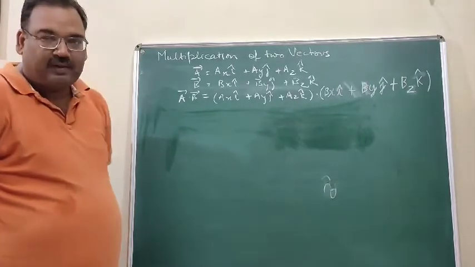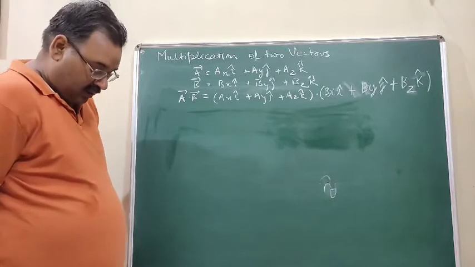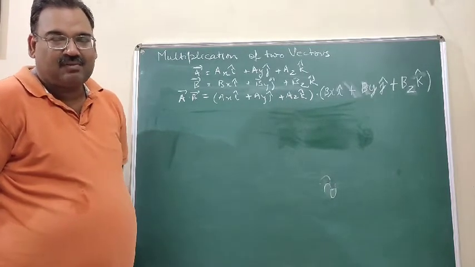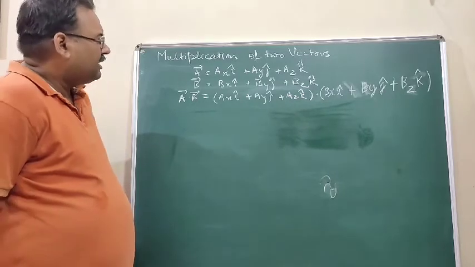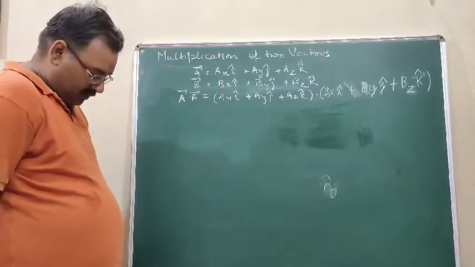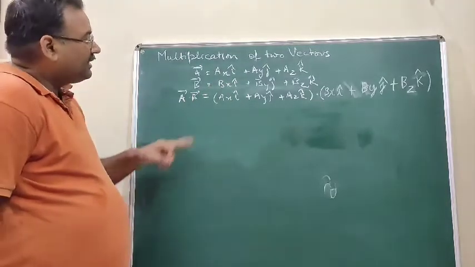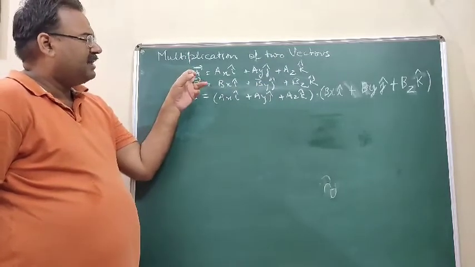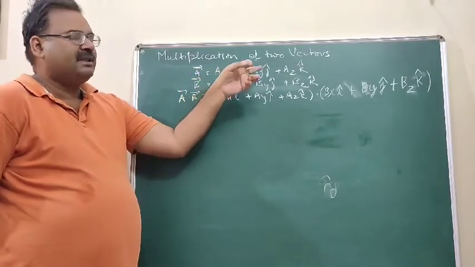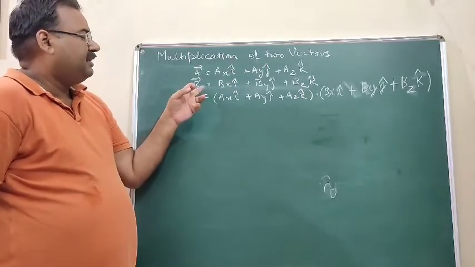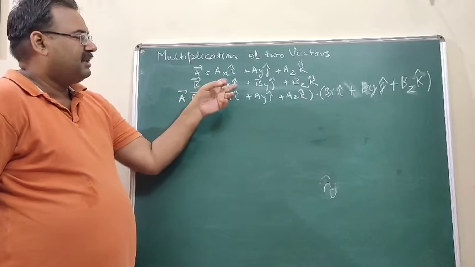The scalar product of two vectors is equal to the sum of the products of their components, the x, y, z components. So let us take two vectors A and B, and their components are ax i cap, ay j cap, and az k cap. So the vector A has been resolved into its x, y, z components. Similarly, there is another vector B that is resolved in its components bx i cap, by j cap, and bz k cap.